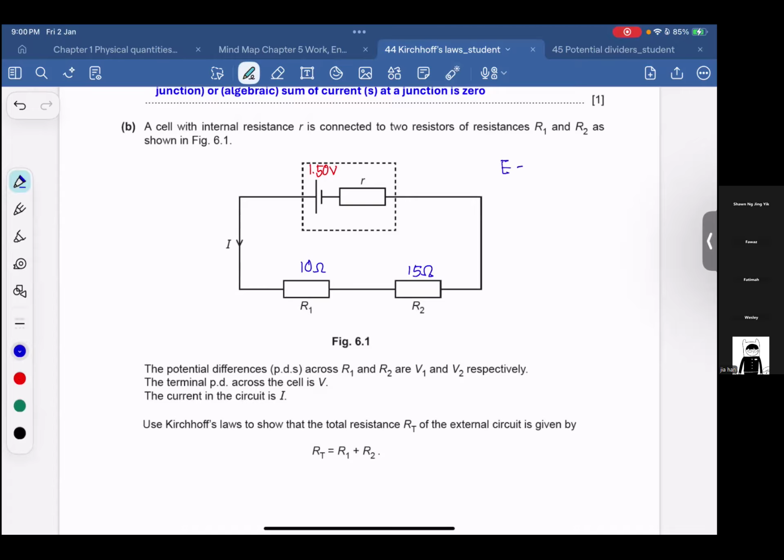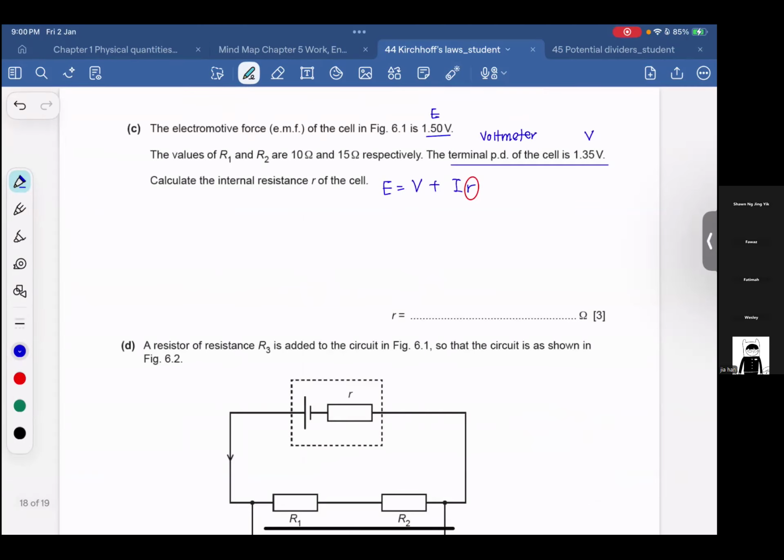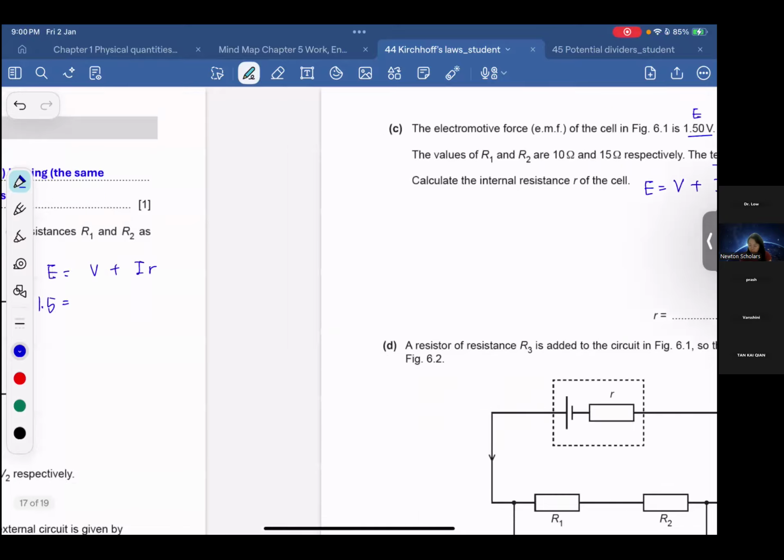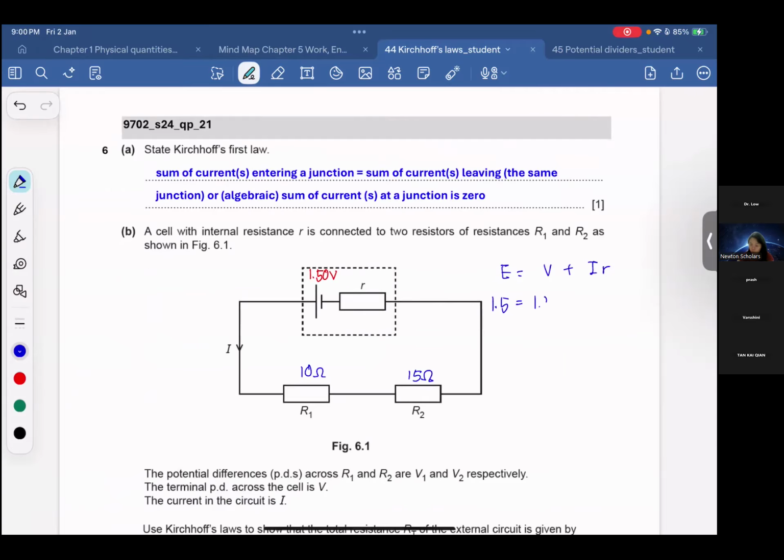So E equals V plus IR. E is the EMF, 1.5. V is the terminal potential of the cell, 1.35. This is measuring when the circuit is closed. The voltmeter reading of 1.35 is actually measuring the external circuit. So this is 1.35 plus, I don't know the current. That is the problem. We don't know the current.